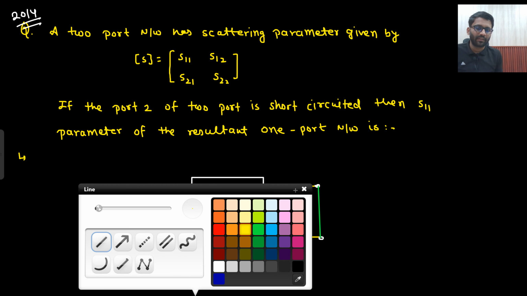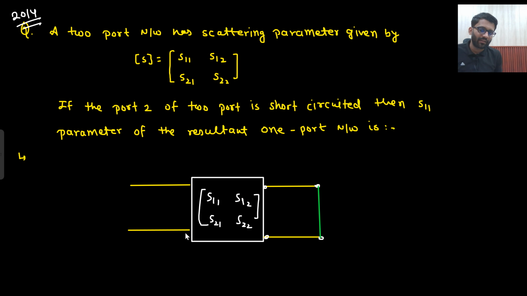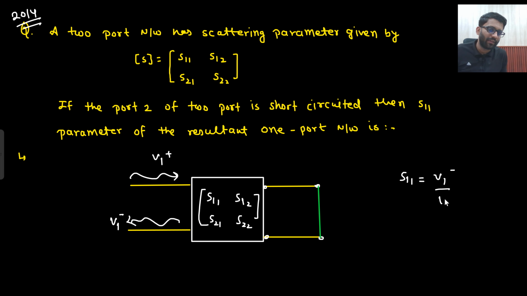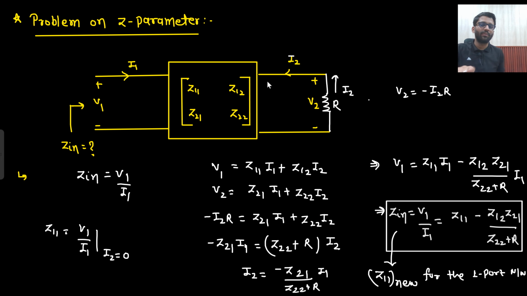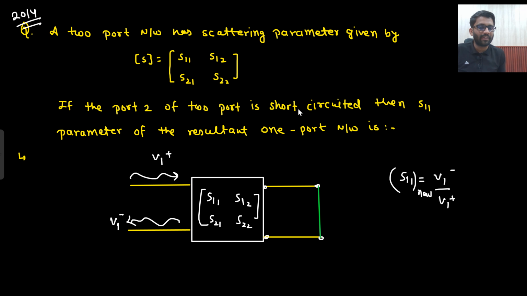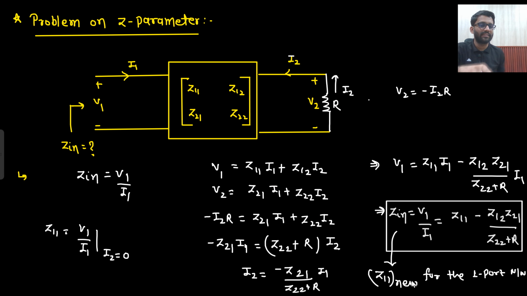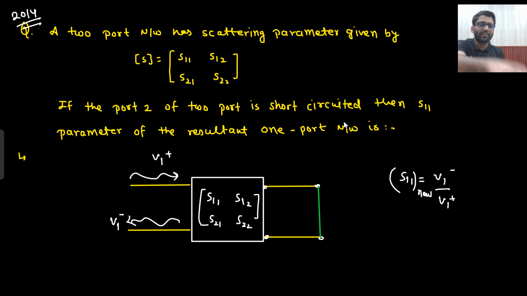That means what they are asking is, what is your S11 parameter of the resultant one port network? You are sending V1 plus from here and receiving V1 minus from here. So how do you define S11? I define S11 as V1 minus divided by V1 plus, but for the new circuit, where your load is shorted. Here this was my simple two port network, but I replaced the load with R. I was asking the input impedance, and that input impedance the GATE examination is calling the new Z11 parameter for the one port network shown. Similarly, here they were saying that you need to find the new S11 parameter for the resultant one port network shown. This I need to find.